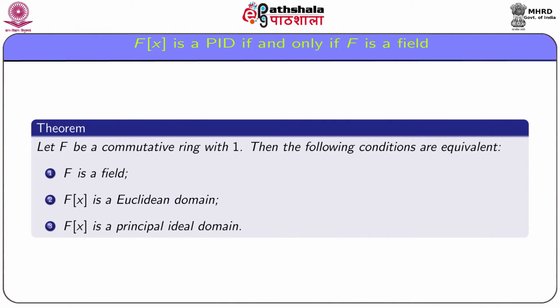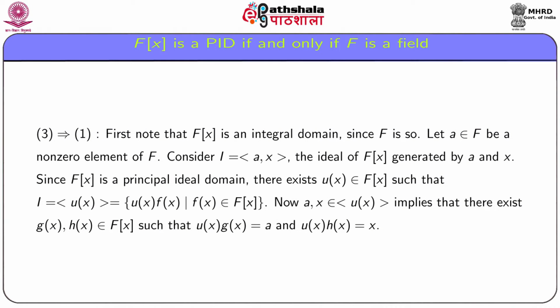We have a very interesting result which characterizes the polynomial rings F[x] which are Euclidean domains. Here we show that a polynomial ring F[x] is a Euclidean domain if and only if F is a field. Note that we have proved already that if F is a field, then F[x] is a Euclidean domain, and just now we have proved that every Euclidean domain is a principal ideal domain. Thus, the implications from 1 to 2 and 2 to 3 already we have proved. Here it remains to prove only that 3 implies 1. So, assume that F[x] is a principal ideal domain.